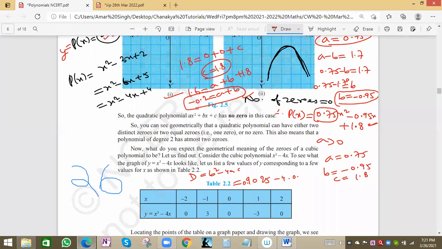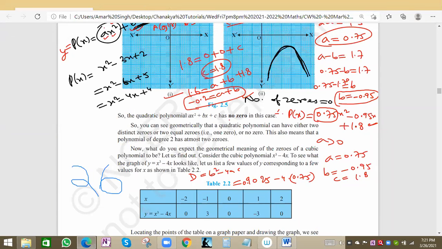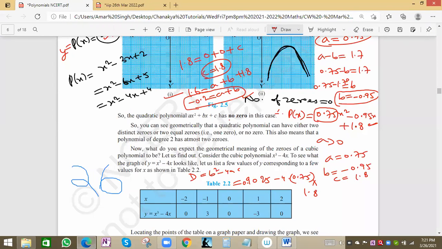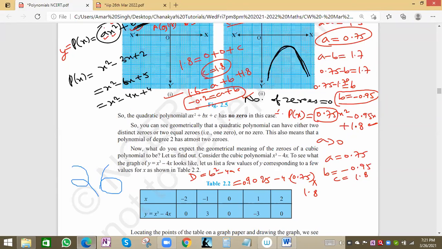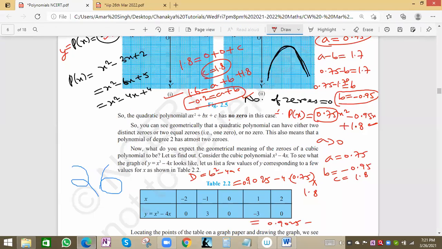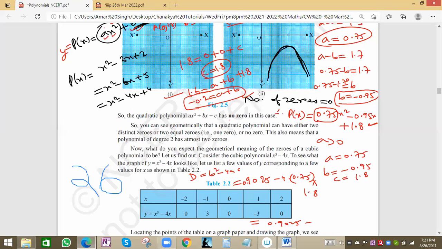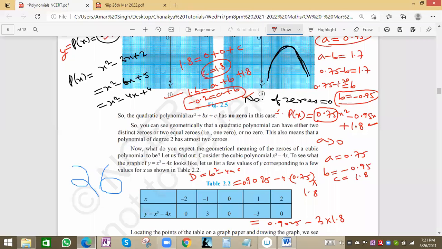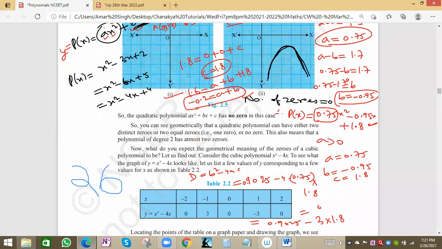A is 0.75 in brackets, into c, which is 1.8. You can get the values. So 0.9025 minus 0.75 into 4, which will be 3, and 3 into 1.8. So this will be 0.9025 minus 5.4.